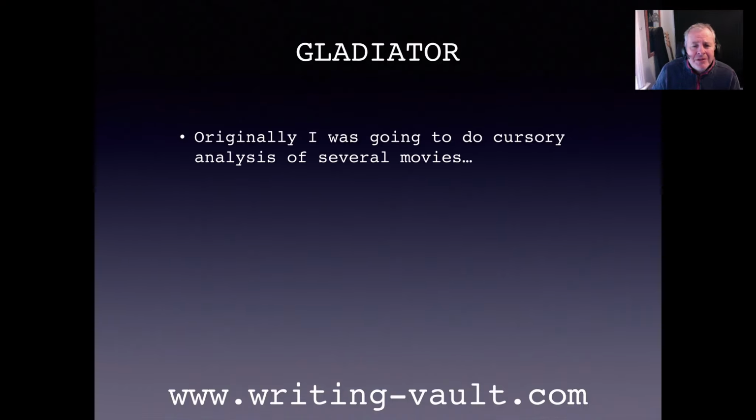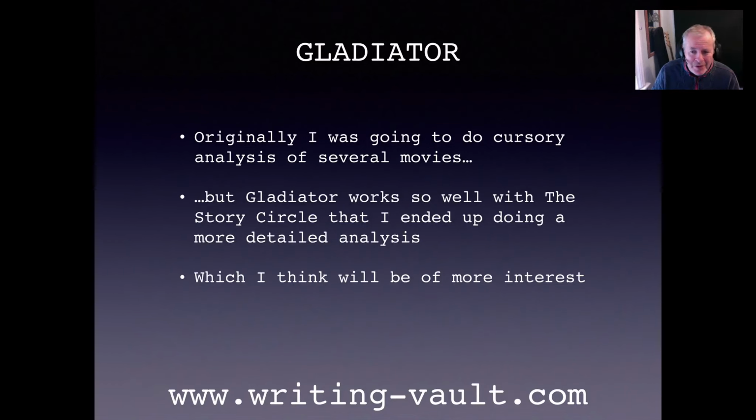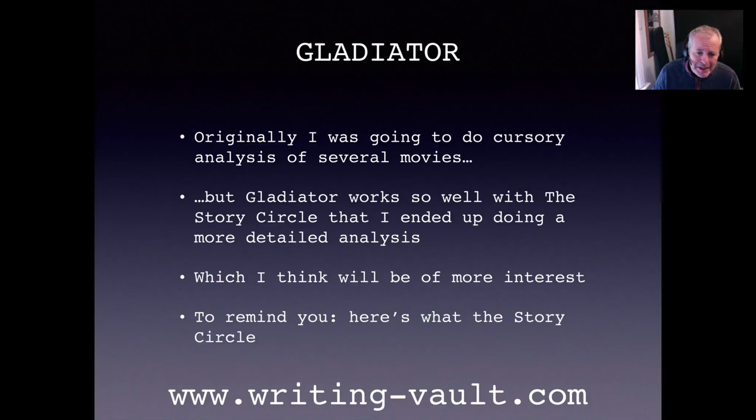Now, originally I was going to do some cursory analysis of several movies, basically pick some movies and just summarize the different steps of the story circle. And the first one that I started doing was Gladiator, and it works so well with the story circle that I ended up doing a much more detailed analysis, and I think that will actually be of more interest to you from a storytelling perspective. Just in case you haven't seen the first video yet, I'll link that in the recommended articles section at the back of this video article.